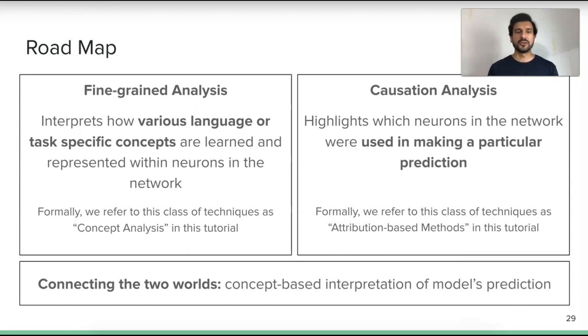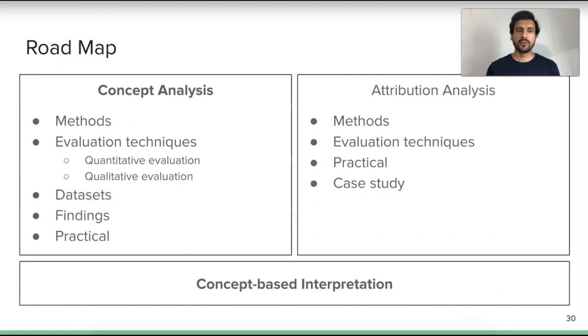In the last part of the tutorial, we will also discuss how to connect these two methods. One is ranking neurons with respect to a concept, another is ranking the importance of a neuron for a particular prediction, and how it paves the way towards concept-based interpretation of model predictions. For both of the analysis types, we will look at the methods, evaluation techniques, and practical. Additionally, for concept analysis, we will also summarize the datasets used for concept analysis and some of the findings from the literature.